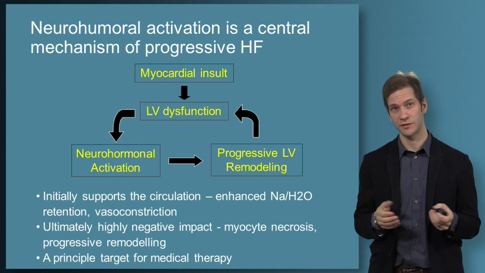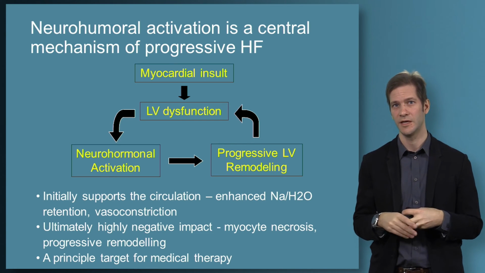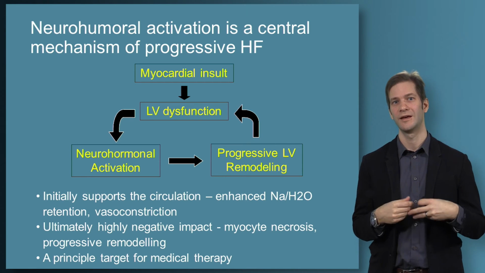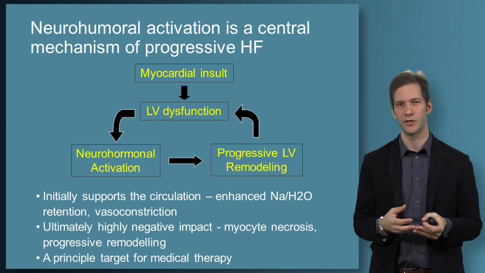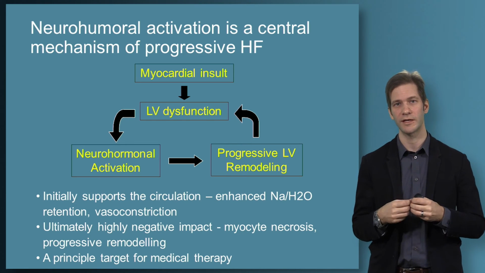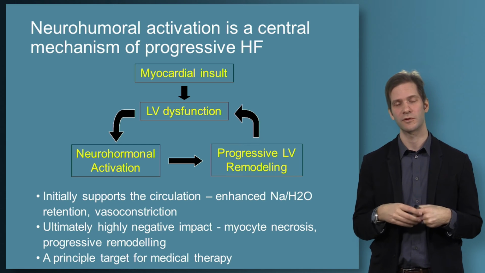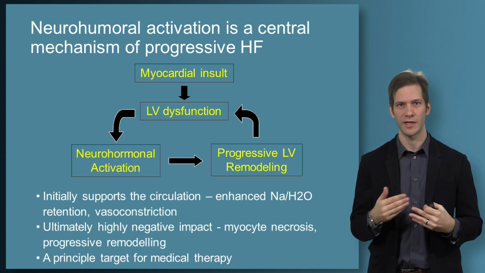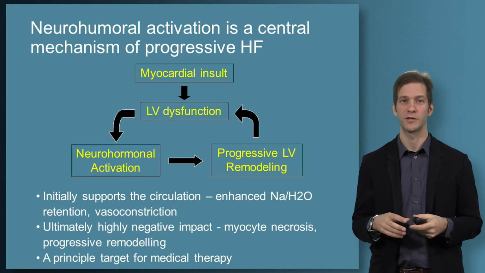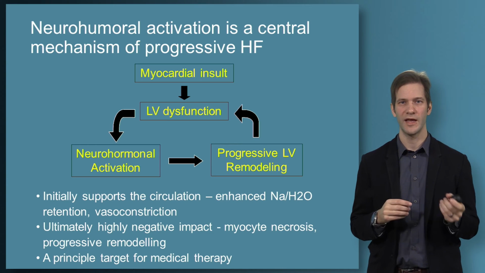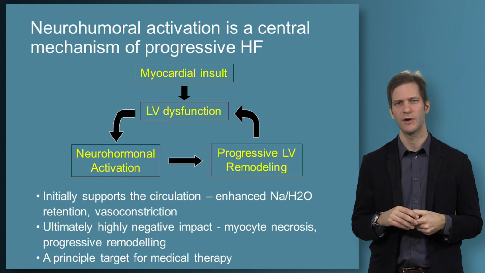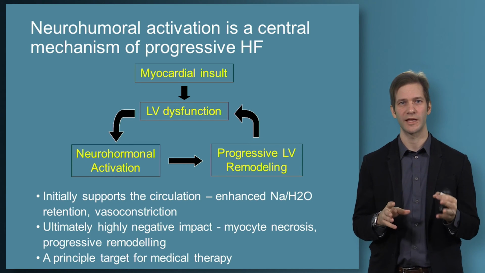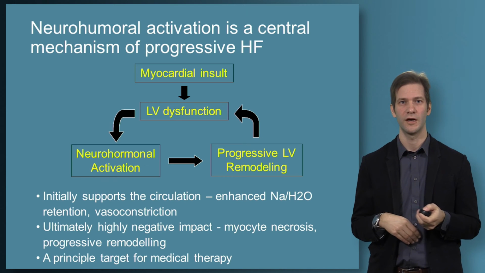So neurohormonal activation is really the central mechanism of progressive heart failure. Again, going back to the myocardial insult and the initial left ventricular dysfunction, put another way, as neurohormonal activation gets upregulated, you get this progressive remodeling, concentric remodeling, eccentric remodeling, and that begets more left ventricular dysfunction. As the left ventricle becomes more dysfunctional, you get more neurohormonal activation. So you can see the vicious cycle that is perpetuated. And we take advantage of this in terms of our medical therapy. Most of our medications, you'll hear about shortly, are really aimed at interrupting this cycle, particularly counteracting the neurohormonal upregulation process.